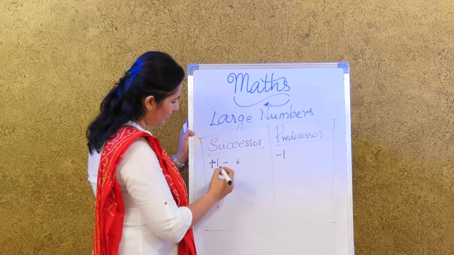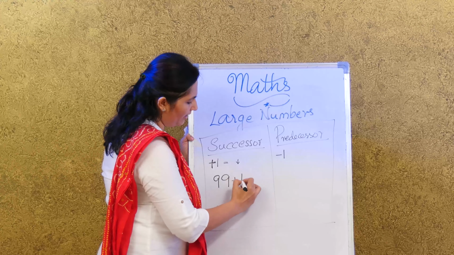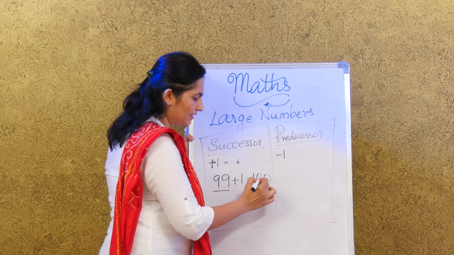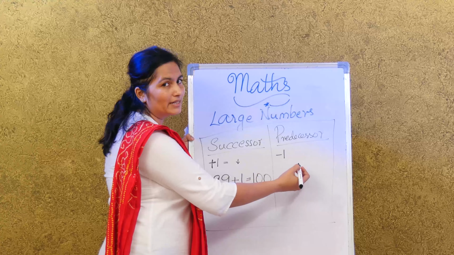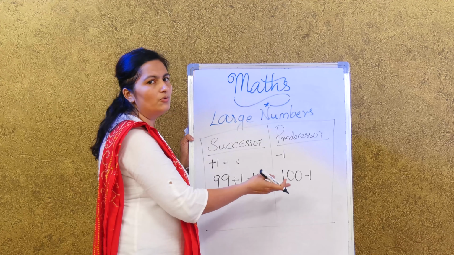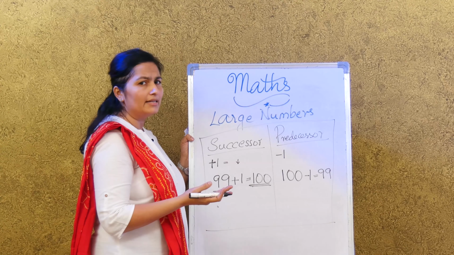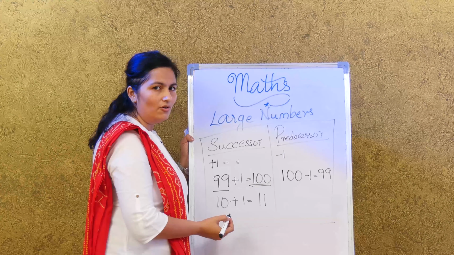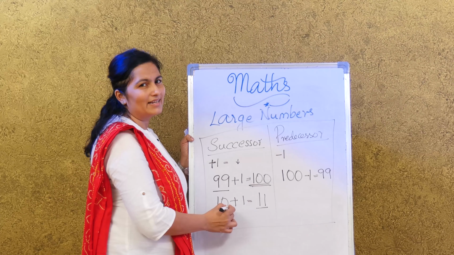For example, let's take a look at number 99 plus 1. So the successor of number 99 is 100. Now we'll move on to predecessor. We will do 100 minus 1. So who is the predecessor of 100? You will get 99. You can take another example. 10 plus 1 is equal to 11. So we call 11 the successor of 10.